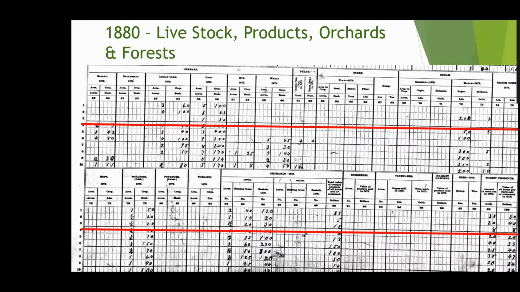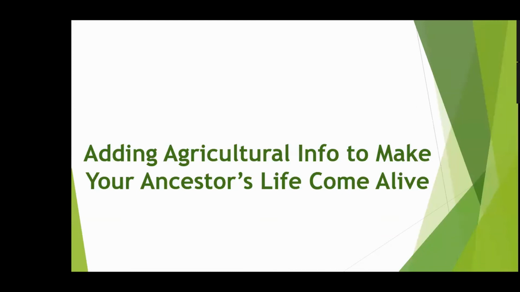So this gives you more information about the cereal grains, fiber, any sugar, butter, whether or not he had any orchard products he was selling, and if he did any eggs marketing. So what do I do once I get this information? How do you want to add it to make your ancestors' life come alive?